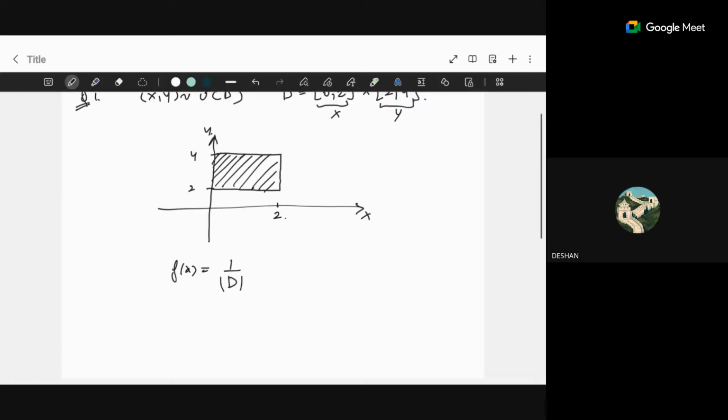First of all, you need to find out the joint distribution, right? And my joint distribution would be 1 divided by mod of D. And what is mod of D? Mod of D is actually my area, the area of this region. So what is my area? 4. It will be this is 2 and this is 2, so it will be a rectangle, length into width, 2 into 2, which is 4. So my fxy will be actually 1 by 4.